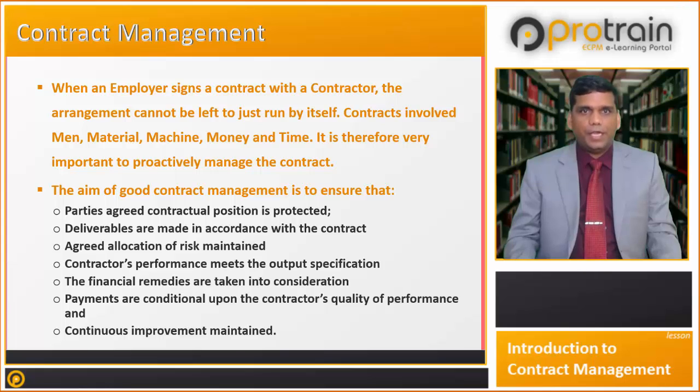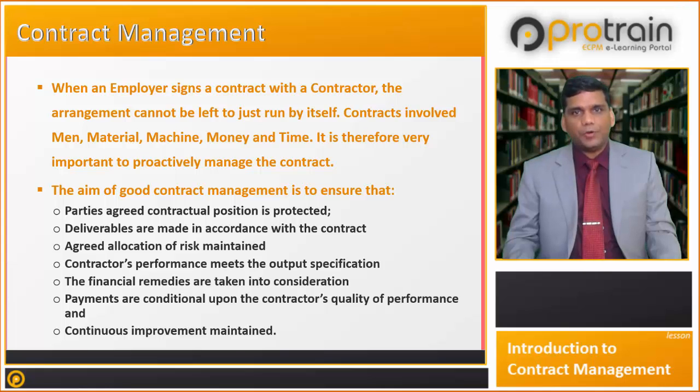Let us see the aim of good contract management. The aim of good contract management is to ensure the contracting parties' agreed contractual position is protected. Deliverables are made in accordance with the contract to the required standards while achieving value for money within the agreed time frame. Agreed allocation of risk between the employer and contractor is maintained.